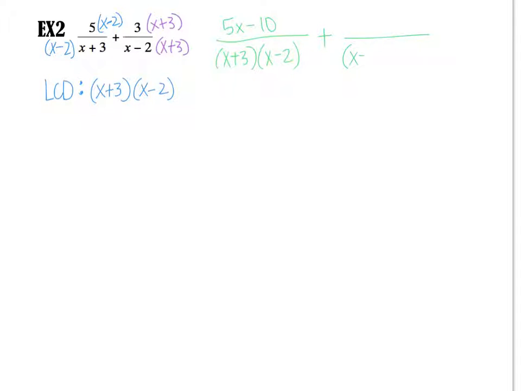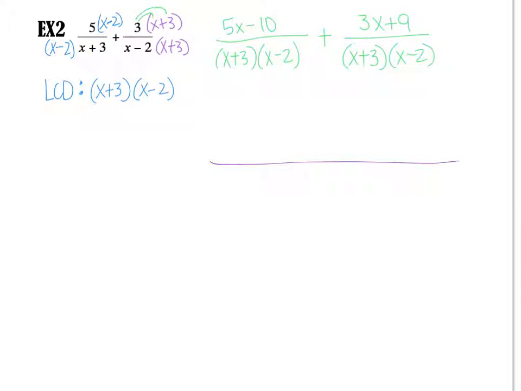All right, and then I'm going to clean up the second fraction. It's still going to have the x plus 3, x minus 2 denominator. But I'm going to distribute that 3, and it's going to become 3x plus 9. All right, so the next question is, am I adding or subtracting? I'm adding, so that's nice and easy. And so what is my simplified numerator?